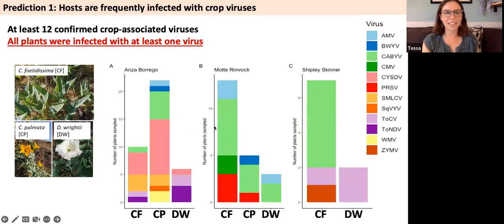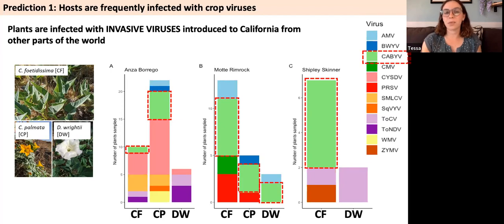So here are the results. Now, I'll go through the slide with you. Each bar plot represents a different reserve. And within each reserve, you have each of the three hosts, except at Shipley, there's only two. Within each bar plot, there's all the different colors. Each color represents a different virus. So the takeaway here is that we found at least, there could be more, at least 12 confirmed crop-associated viruses in these three target hosts. And all the plants we sampled for this huge sequencing project, which is about 24, all of them were infected with at least one virus. I think, yeah, more than 24. I can't remember anymore. It was a long time ago.